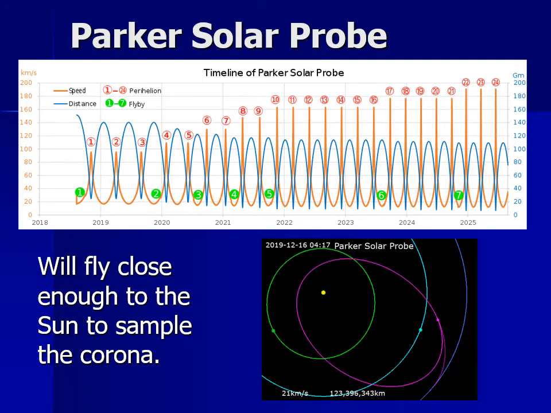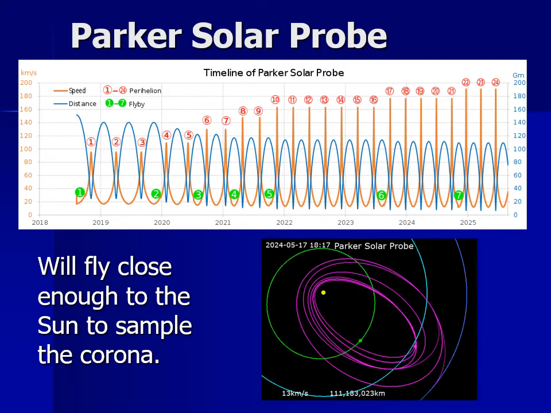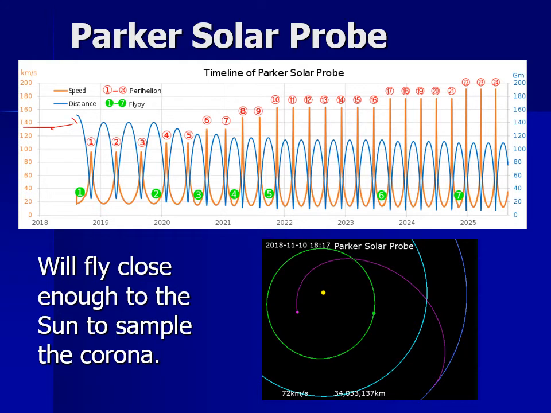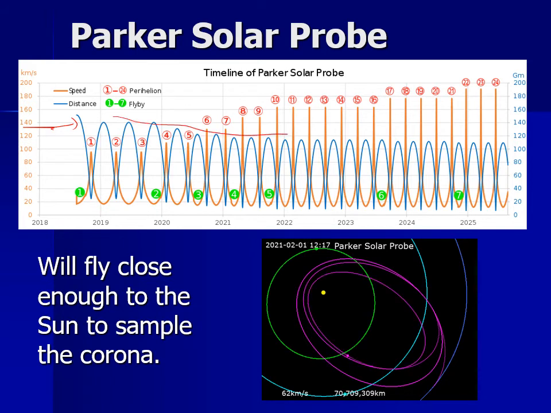In the diagram down here, the inner green circle is the orbit of Mercury, and it's diving much, much closer to the sun. Over the next few years, it's going to be closer and closer to the sun. In the graph up here, the blue line marks the distance from the sun. You can see over the years it's getting closer and closer. The closest to the sun will be in the year 2025.